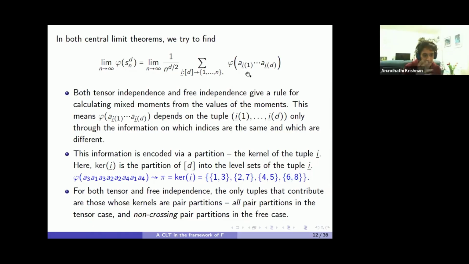So this is really what computing the moment amounts to. It's finding this expression on the right-hand side. And as I said earlier, both tensor or classical independence and free independence give a rule for calculating these mixed moments from the values of the individual distributions. So what that means is phi of this product depends on the tuple i_1 to i_d only on the information which gives which indices are equal to each other and which ones are not.